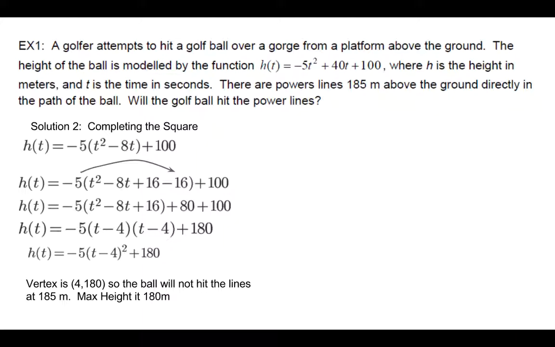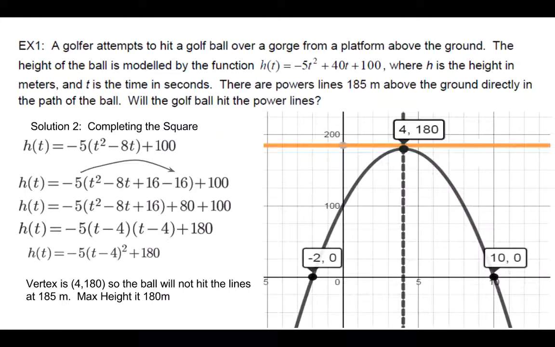When you master completing the square, it's actually a nice skill. And you can see it's actually even maybe shorter than factoring it and finding the zeros. Some people like it better. And you can see that the max height is going to be at 4 and 180.